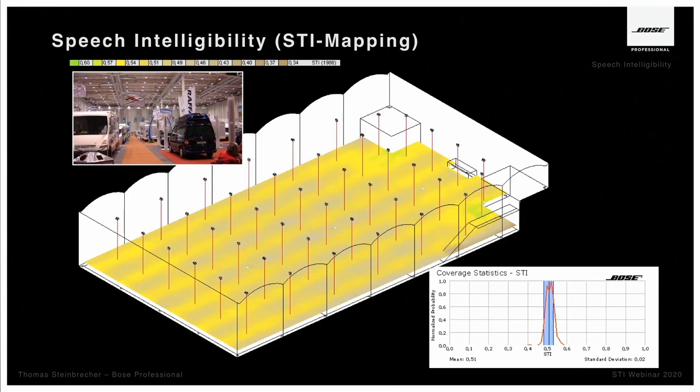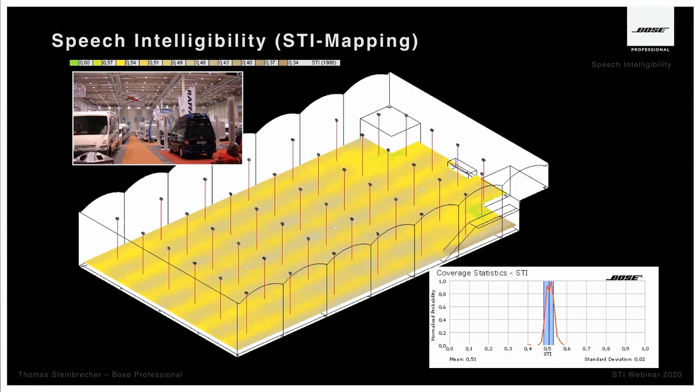And here you see a mapping of speech intelligibility for the entire trade show hall, right? And you see it together with a color map on the top that indicates which color belongs to which STI value. And on the bottom right, you also see a statistical evaluation. And in the second part of the webinar, we will talk much more about statistical evaluation of such systems.